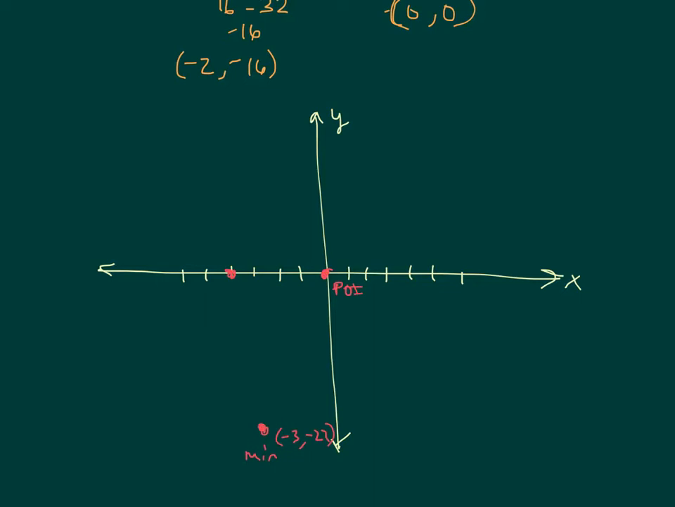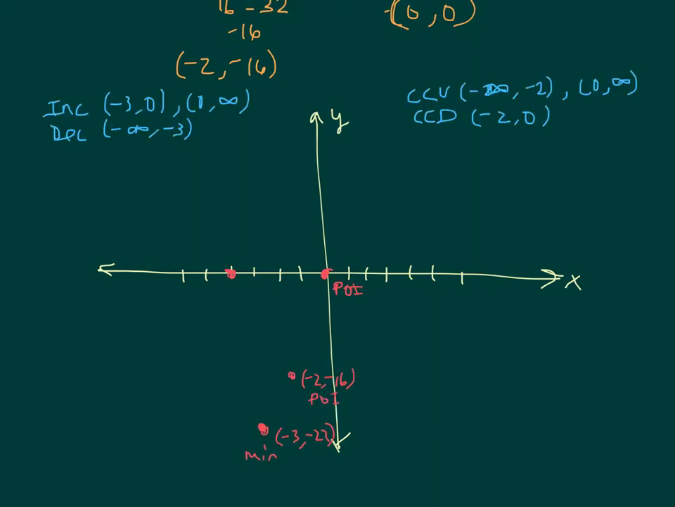And I also had -2, -16. So I'm going to get that on there and mark that as -2, -16, and also put POI. The next thing I want to do is talk about those intervals so that I have a clear idea of what my graph is going to look like.